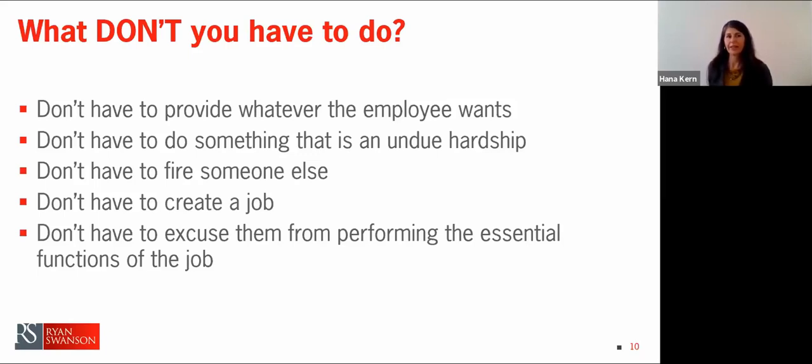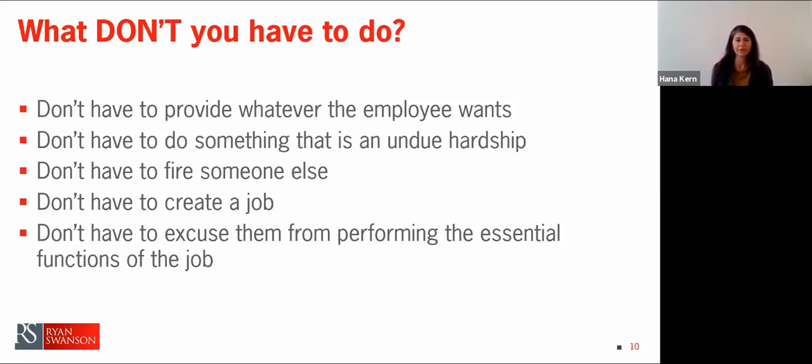Please keep in mind that it's not just any expense. You may be required to spend some money to accommodate someone. So undue hardship is out there. It's, as I said, not wide open, it's a little vague, but that's one way to kind of limit the kinds of things you have to do.